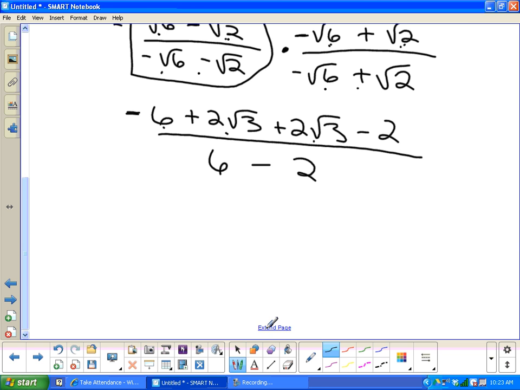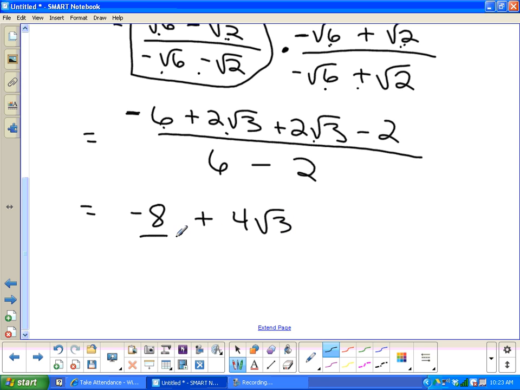Right, now, let's clean it up. So let's see, negative 6 minus 2 will give me negative 8. 2 square roots of 3 plus 2 square roots of 3. Can I add that together? Yeah, because the radicands are the same. But we don't add the radicands. We only add the coefficients, the 2's. Okay, so that would be 4 square root of 3.